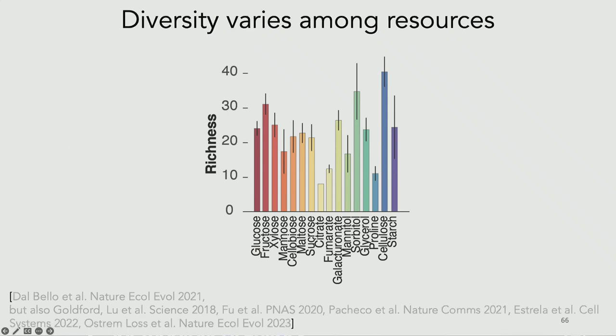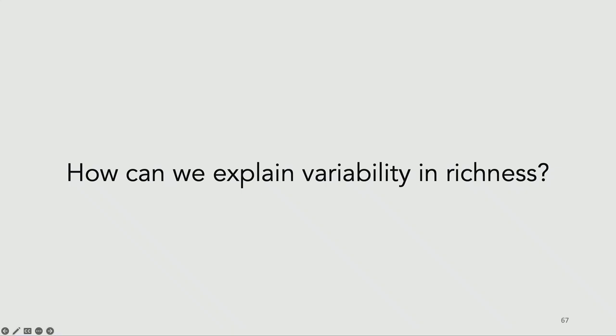But I think the other important observation is that diversity varies among all these resources. For example, intermediates of the TCA cycle harbor about 10 species. But then you can go to sorbitol or cellulose, and they harbor many more species, about 30, 40 species. And the first question that we had in mind is, how do we explain that?